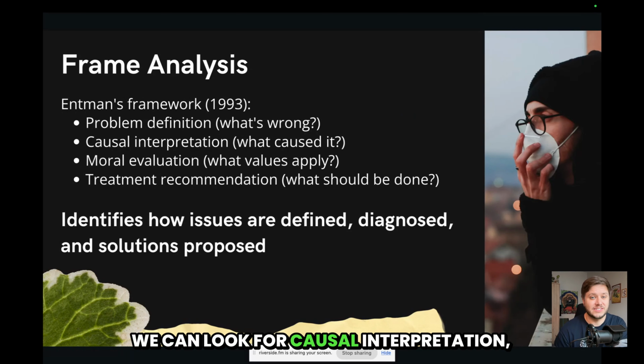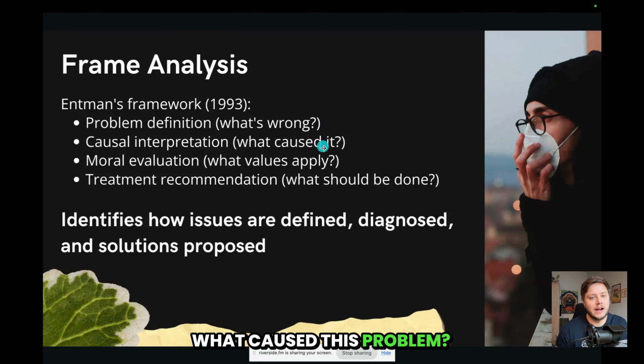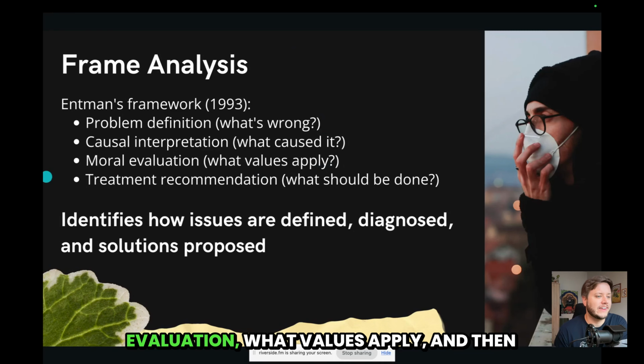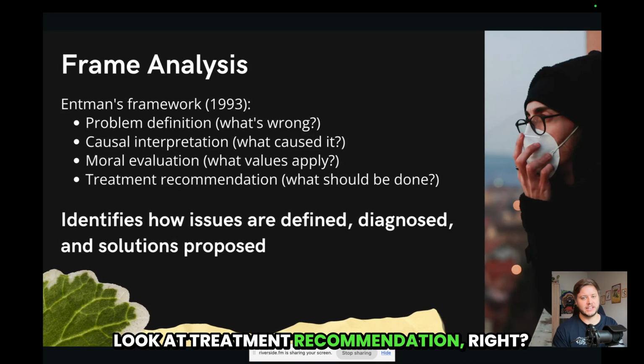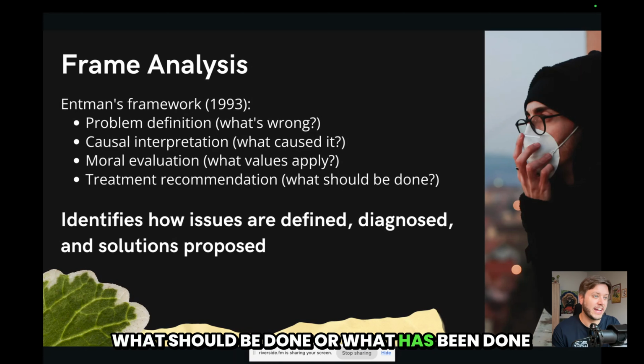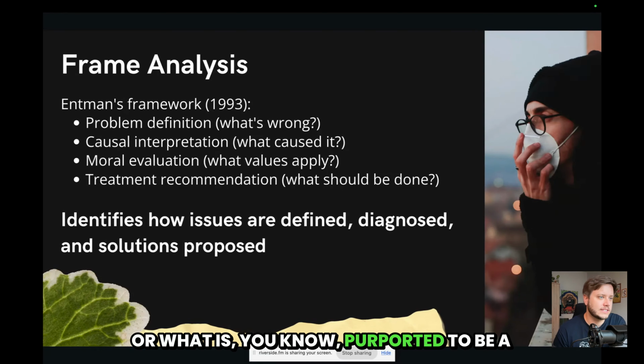We can look for causal interpretation, right? What caused this problem? We can look into moral evaluation, what values apply, and then look at treatment recommendation, right? What should be done or what has been done or what is purported to be a solution.